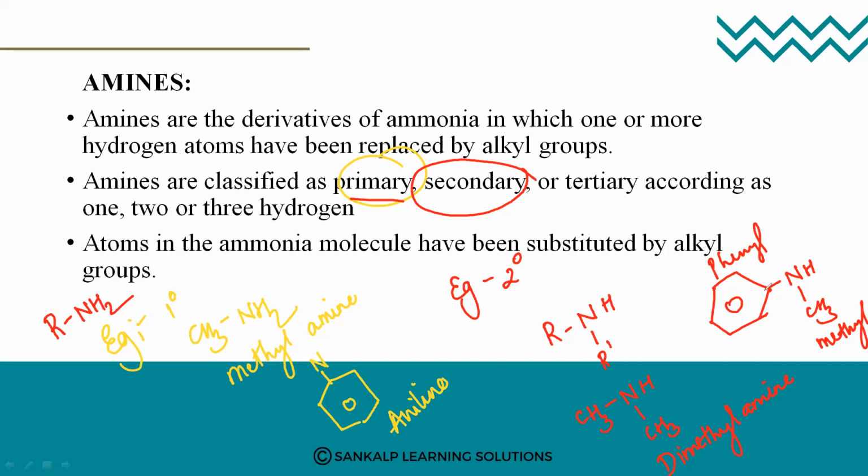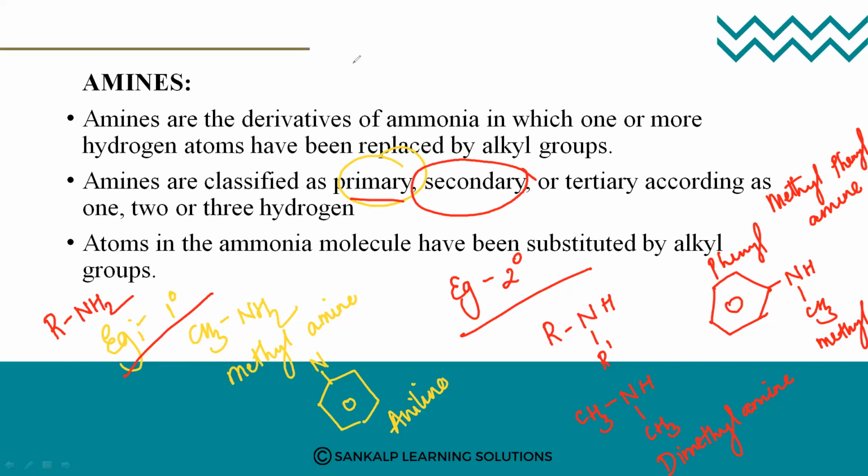So M comes first, right? Then comes your P. So it will be methyl phenyl amine. So this is the naming. These are the examples: this was for primary and this is for secondary. In primary, only one hydrogen is replaced by an alkyl or aryl group. In secondary, two hydrogen atoms are replaced by alkyl or aryl groups.